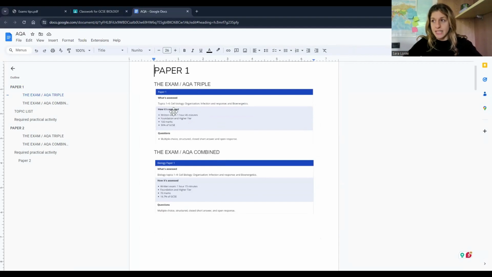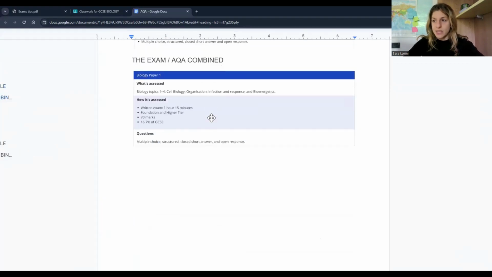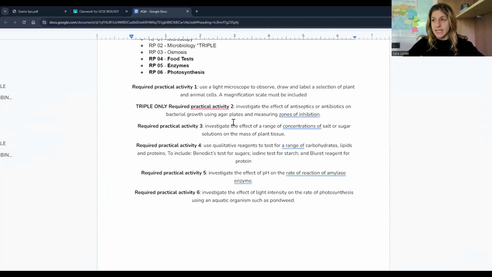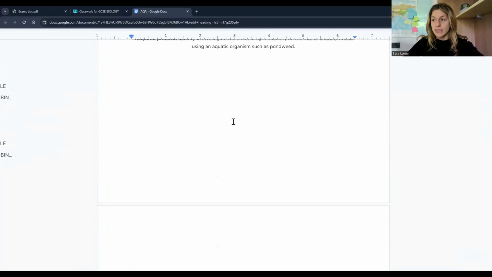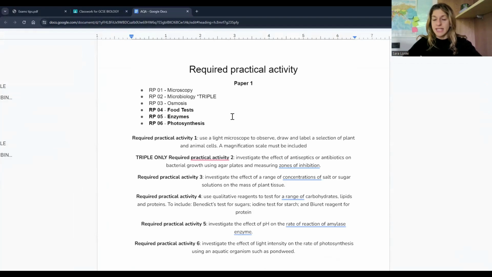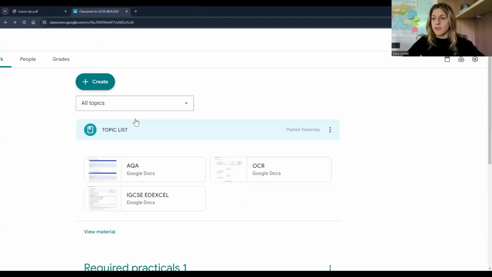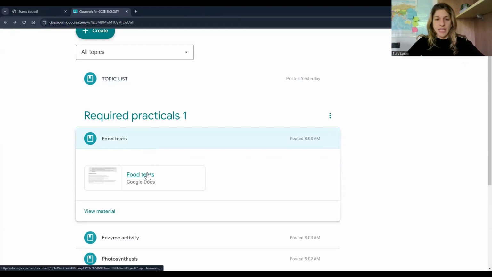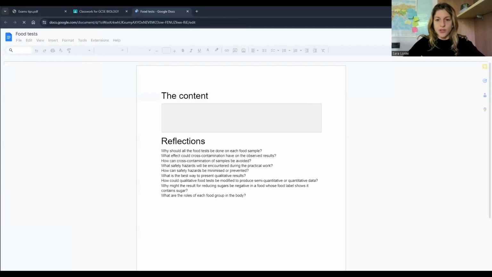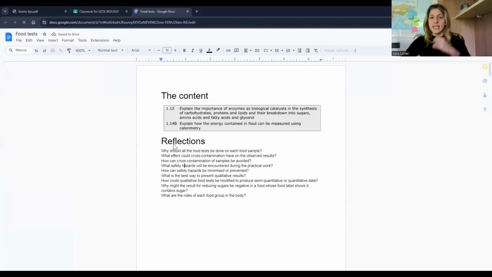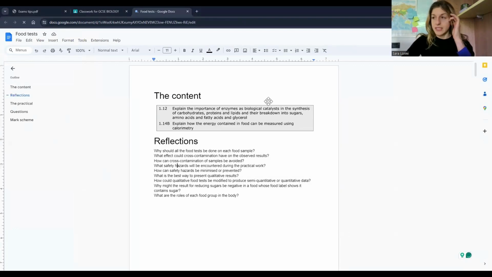It's extremely important that you look at what is assessed and how it's assessed, and then you have the topic list with the specifics of the practicals as well. So you have a nice summary to test yourself and to use as a checklist before and after your revision. So it's very important that you start this way. Now we're going to start with the practicals, and have a look at the content.